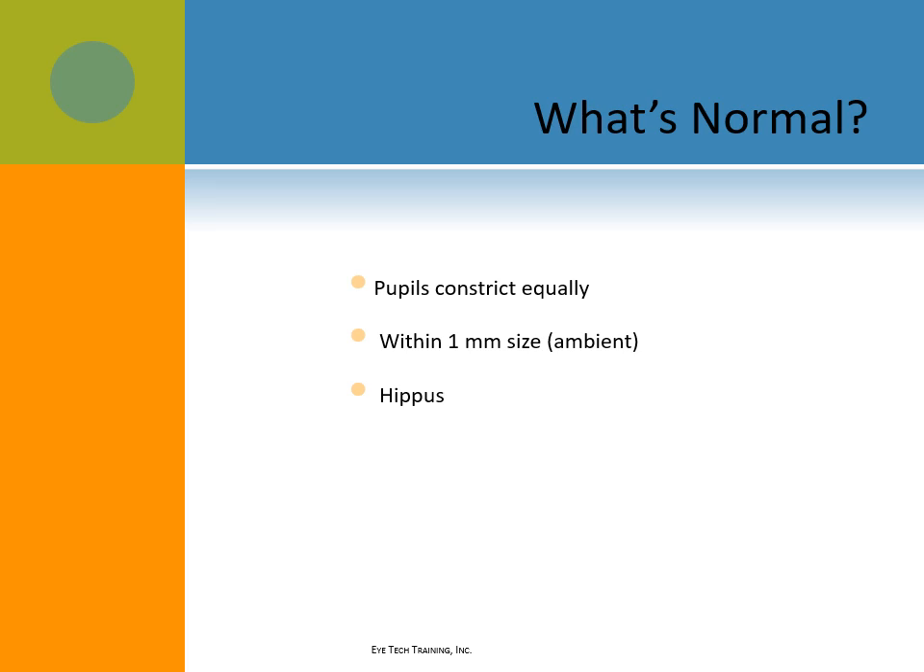Normal for pupils is that they constrict equally. They are within 1 millimeter in size of one another in ambient light, and hippus is normal. Hippus is a bilateral, symmetrical unrest in the size of the pupils under steady illumination. It's a normal reflex which diminishes as we age, so it's more prominent in younger people.